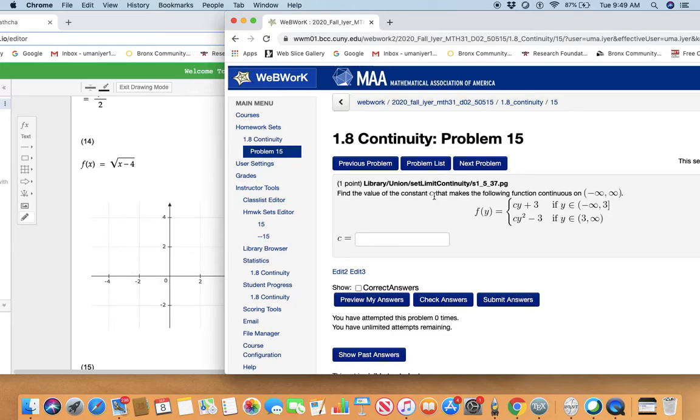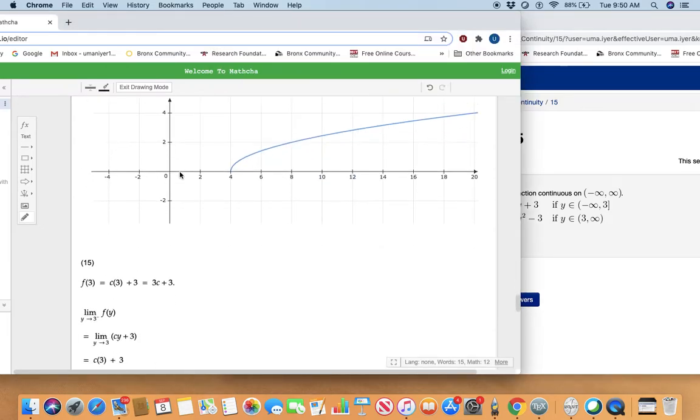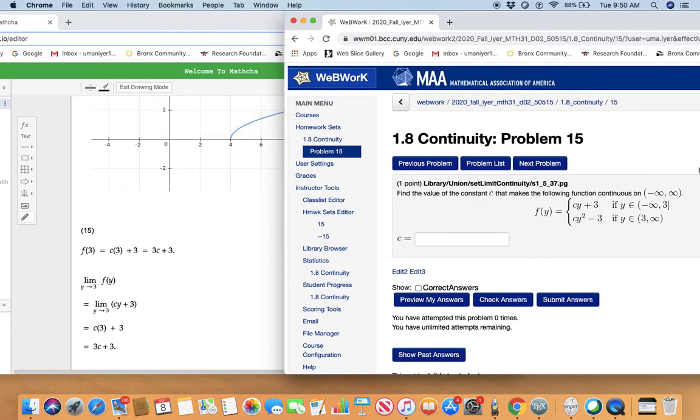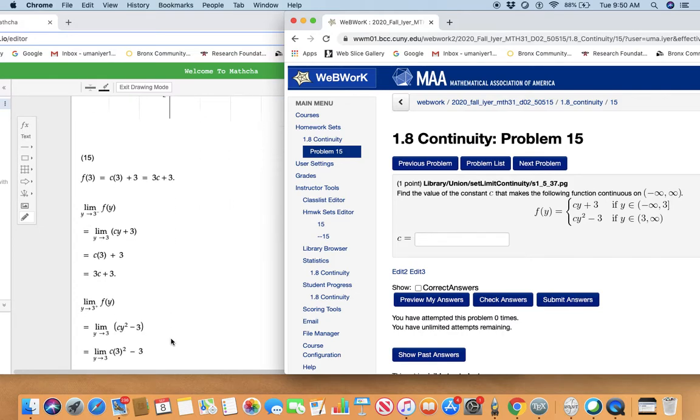Next, find the value of the constant c that makes the following function continuous. Cy plus 3, cy squared minus 3. Well, this is a polynomial, this is a polynomial, so they are continuous. The only part is the break point at 3. So you want to use left hand limit and right hand limit. Our independent variable is y. When y approaches 3 from the left, you are going to use the first rule, apply 3 for y. So you get 3c plus 3.